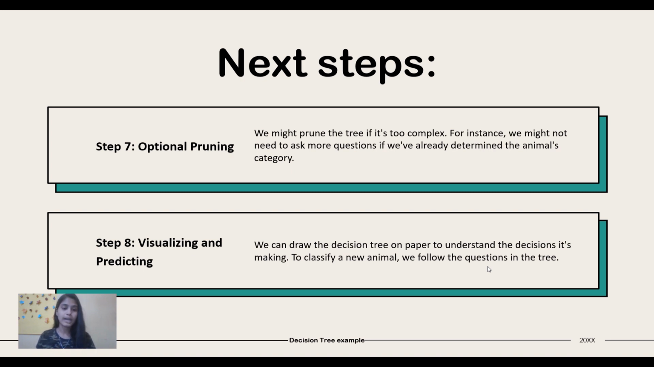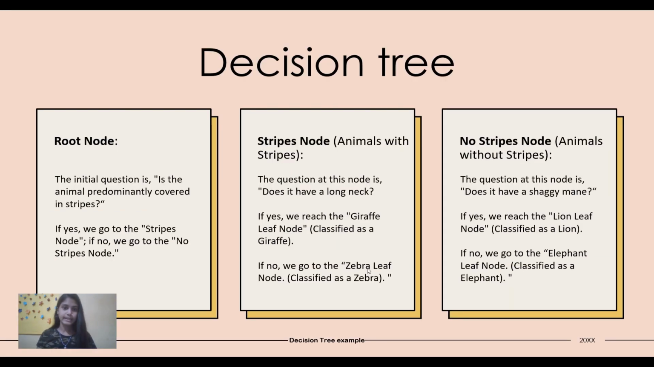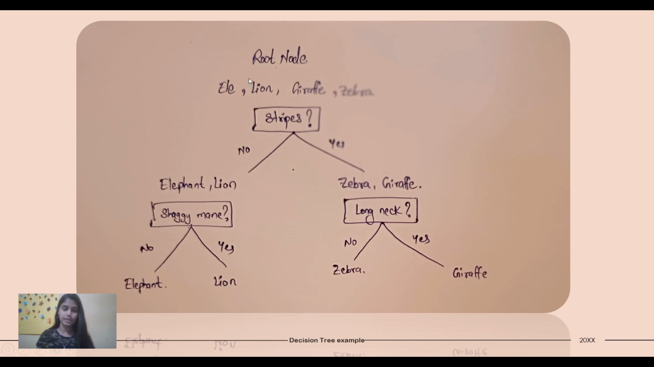Step 8 is visualizing and predicting. We can draw the decision tree on paper to understand it. I have done that and kept that image of the paper in the next slide, so let's go to the next slide. This is the discussion for our decision tree. Now let me show you the decision tree first of all. This is the tree. Here at the root node, we are taking all the animals. It's a little bit blurry, but just ignore it. First is elephant, then lion, then giraffe, then zebra.